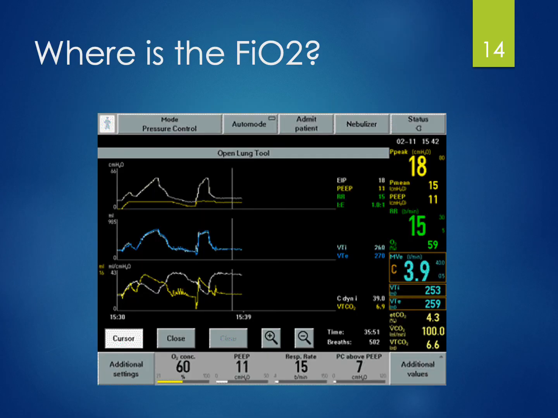So now looking at this ventilator screen, where is the FiO2 setting for this patient? Pause the presentation and then restart to check your answer.